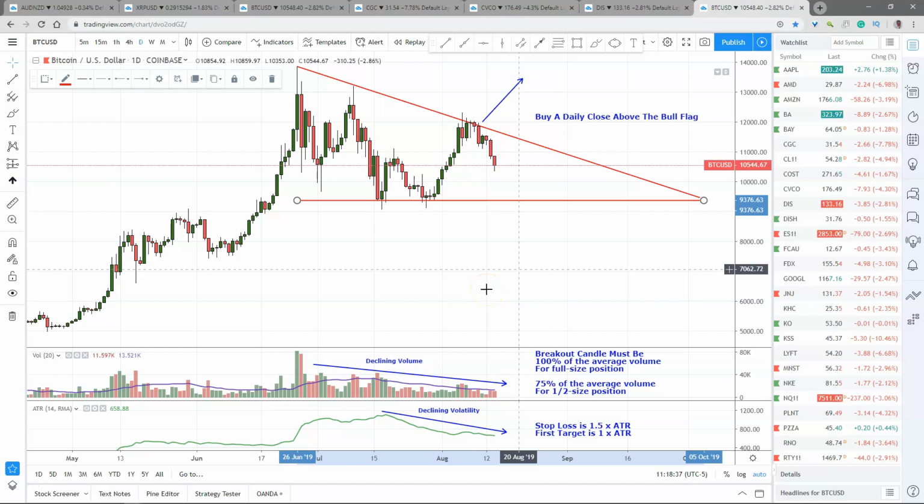But again, this is a situation where, strictly speaking, it's already a descending triangle, but I'm looking to try to play the bull flag first. And then if the bull flag fails, then we'll watch for this pattern right here. Okay, and that should cover the ascending and descending triangles.